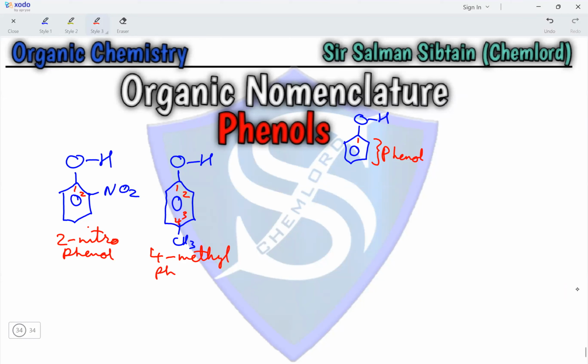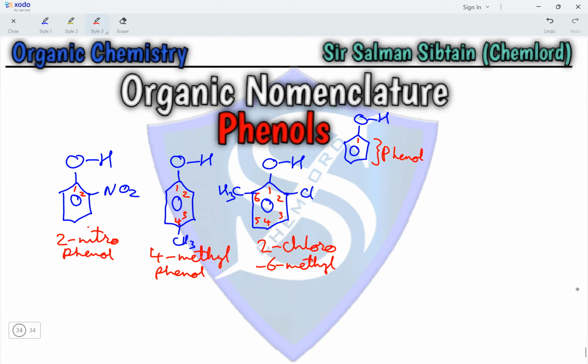4-methyl phenol. So if we have a compound with a choice between two substitute groups, so if we place a Cl here and a methyl group here, so now we would number this compound by giving alphabetical preference to chlorine. So 1, 2, 3, 4, 5, and 6, and the name of this compound would be 2-chloro-6-methyl phenol.